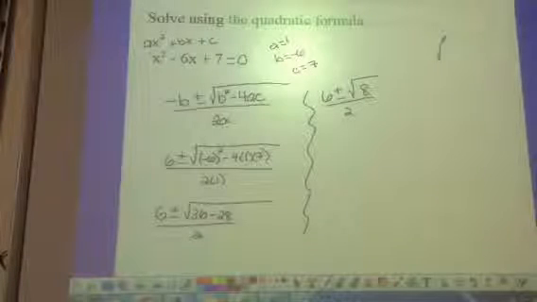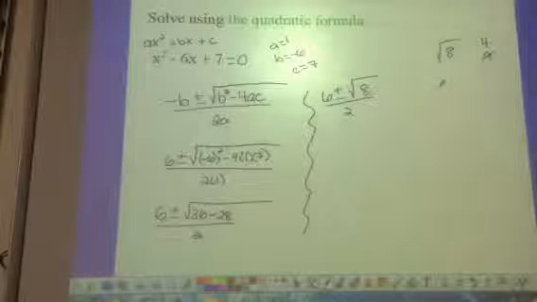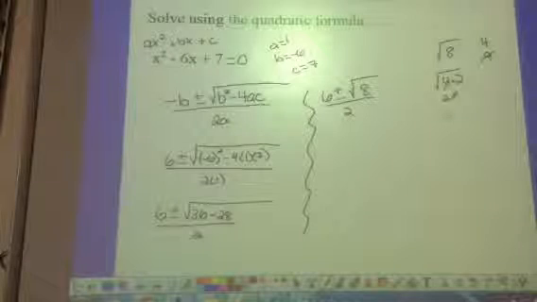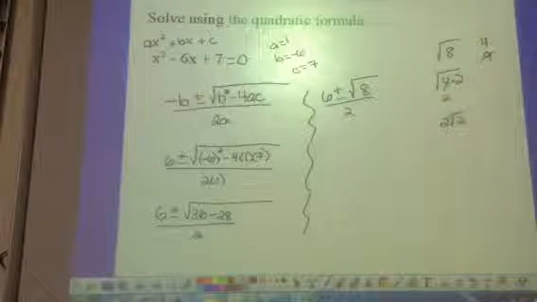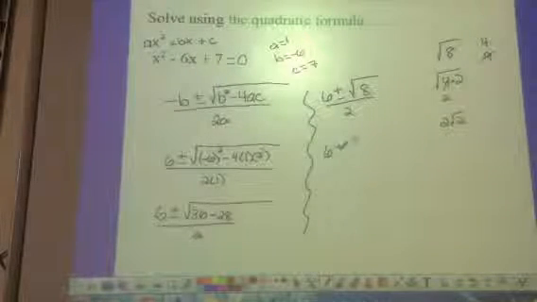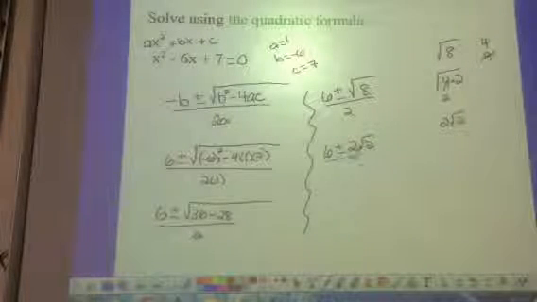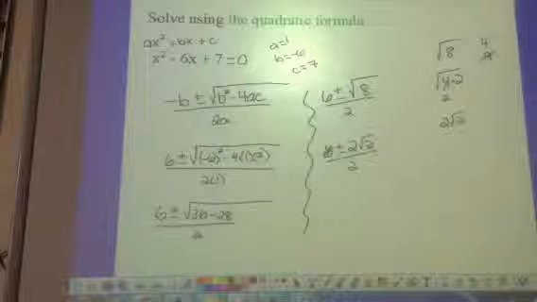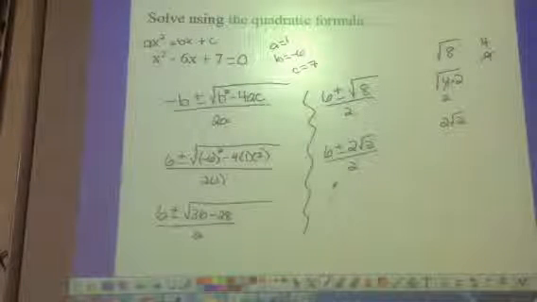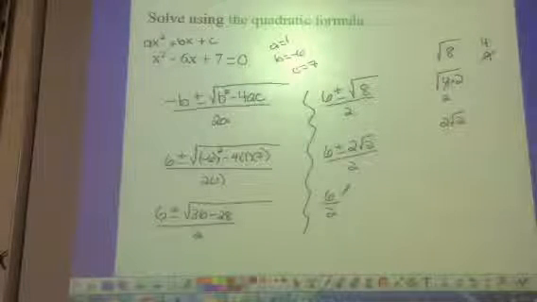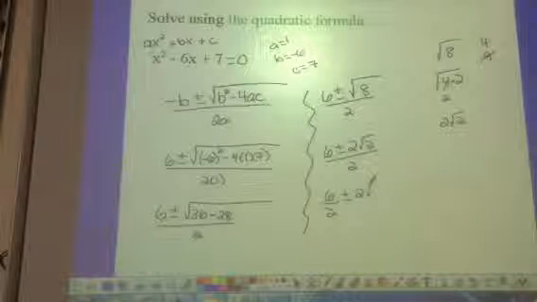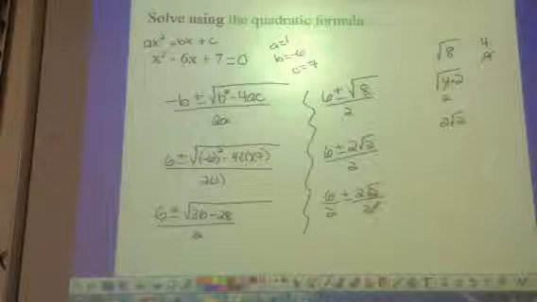Now the square root of 8 I can simplify. Let's see, 4, and then 9's already too big, so that's going to be 4 times 2, or 2 root 2. So 6 plus or minus 2 root 2 over 2. I like to split these up so I can simplify. So this is 6 over 2 plus or minus 2 root 2 over 2.